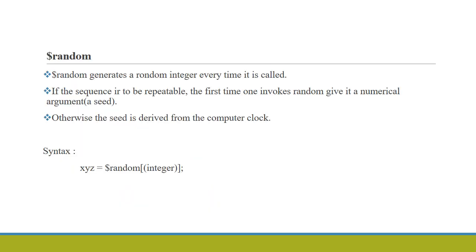Dollar random generates a random integer every time it is called. If the sequence is to be repeatable, the first time one invokes random, give it a numerical argument, a seed. Otherwise the seed is derived from the computer clock. So this is the syntax: XYZ is equal to dollar random, integer.